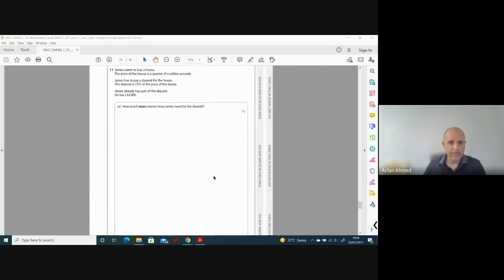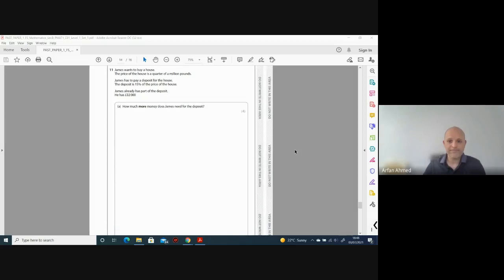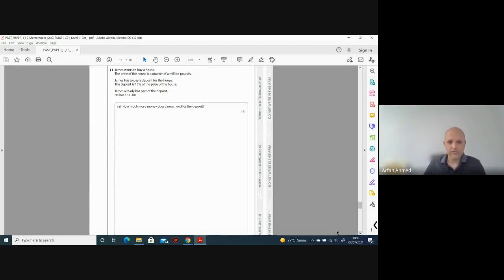Question 11. James wants to buy a house. Price of the house is £250,000. James has to pay a deposit for the house. Deposit is 15% of the price of the house. James already has part of the deposit. He's got £32,000. How much more money does James need for the deposit? 4 marks for this.